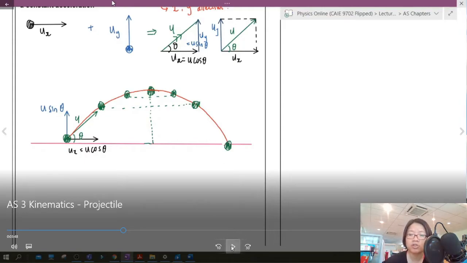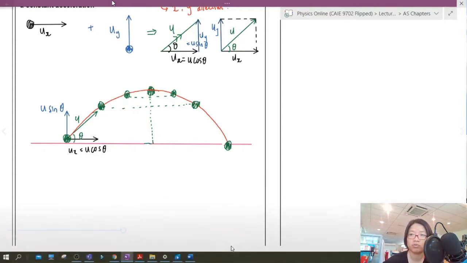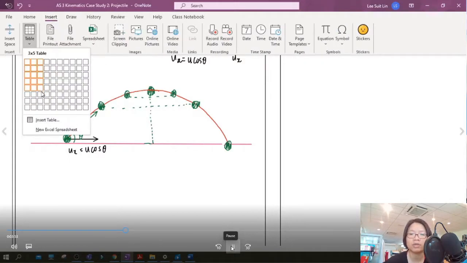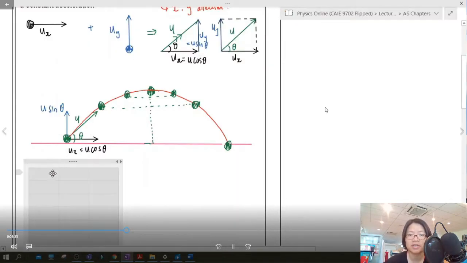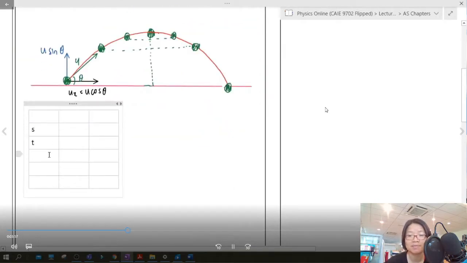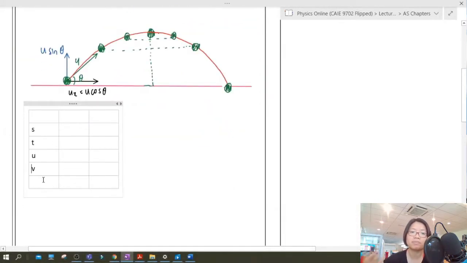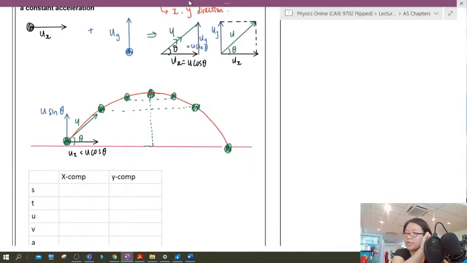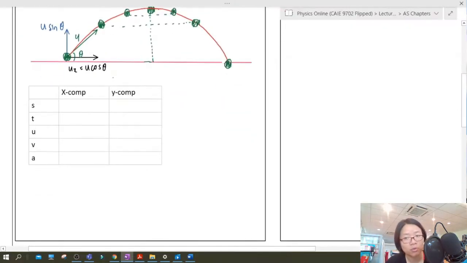So the motion of the ball will be governed by a few rules. And since this is kinematics, we're going to need SUVAT. So I'm just going to build a table here for the kinematics. There's an x component, there's a y component. We deal with them separately. When substituting into an equation, we will also deal with them separately. You cannot take something from the x component and substitute it into an equation that is meant for the y component.